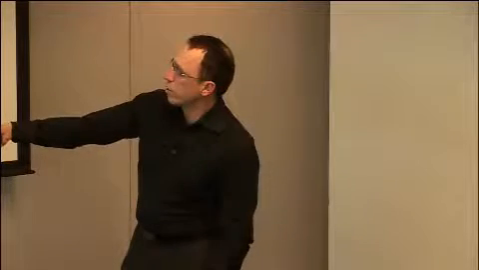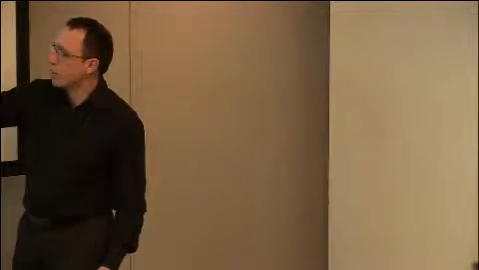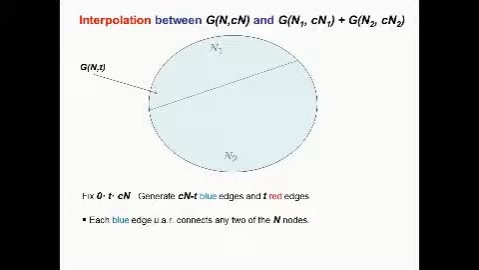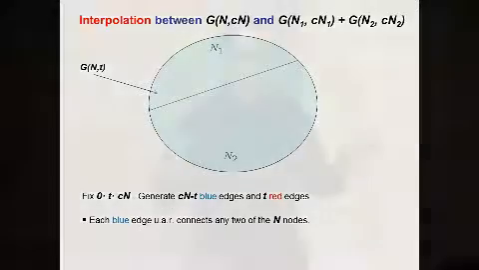We pick a parameter t between 0 and cn, and we generate t red edges, and the remaining cn minus t edges are blue. Now let me tell you what the blue edges and the red edges are. Each blue edge is chosen uniformly at random from all nodes, so it just completely ignores this partition.